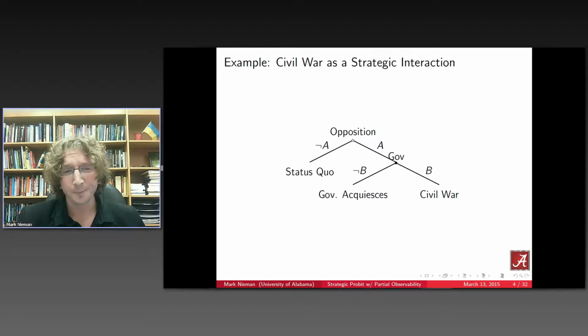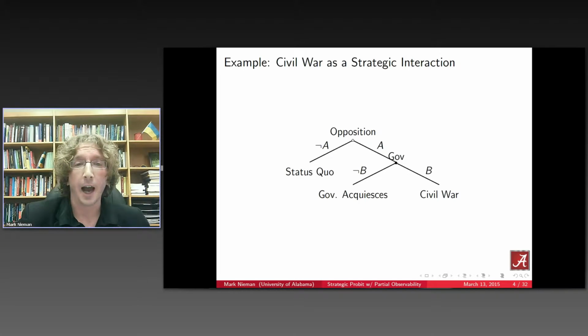To give an example, we can think of the Civil War as a strategic interaction. In the first stage, an opposition group decides whether to choose action A or not A. If they choose not A, then we see the status quo and there can be no civil war. If we see action A, which we can think of as a challenge to the government, then the government can respond by choosing action B or not B. Action B can be thought of as a repressive action in response to that challenge. If both the opposition and the government choose A and B, then we observe a civil war.